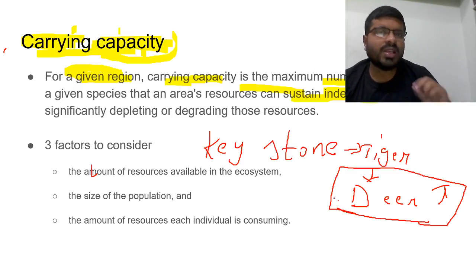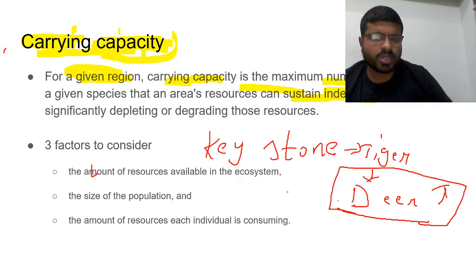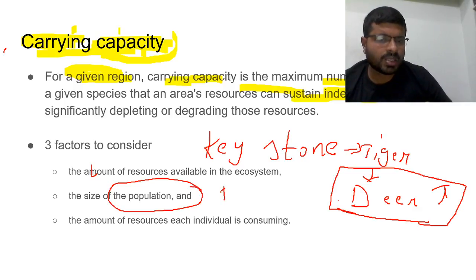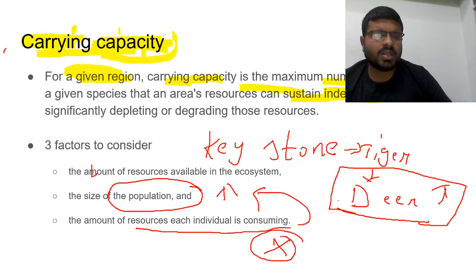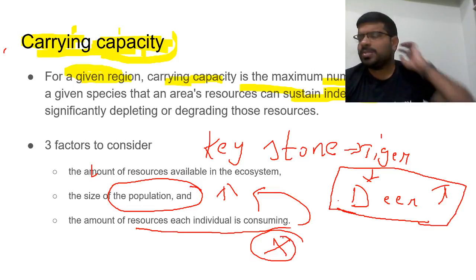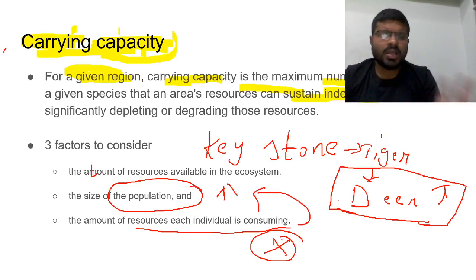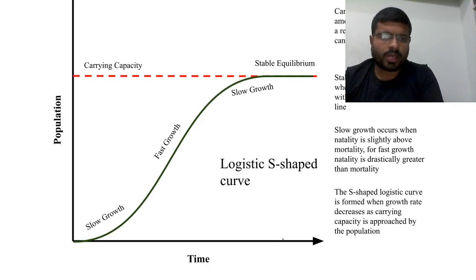As you discussed, invasive alien species. When an invasive species enters, what happens? The size of the population of that particular species is increasing, leading to the amount of resources each individual is consuming for that population increasing, and for the remaining population it is decreasing, thereby carrying capacity is affected. So carrying capacity is nothing but the capability of an ecosystem to sustain as many species as possible, right?